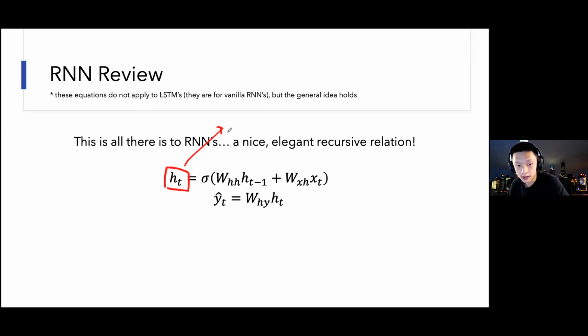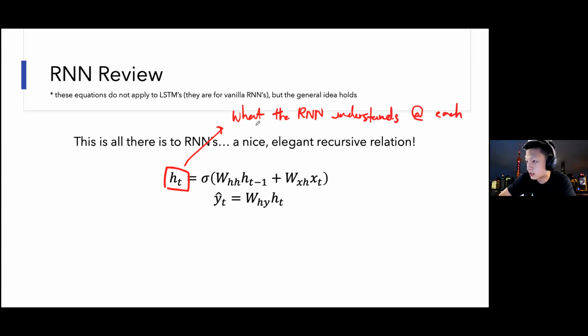Yeah, exactly. This is what we call the memory, or this is what the RNN understands at each step. So the RNN understands whatever it is that is in this hidden vector at each step. And how do we update this memory? Well, we have three weights. We have WHH, WXH, and WHY. This is different notation from what we saw yesterday. I think this might have been WI, this might have been WR, and this might have been WY, but they basically mean the same thing.